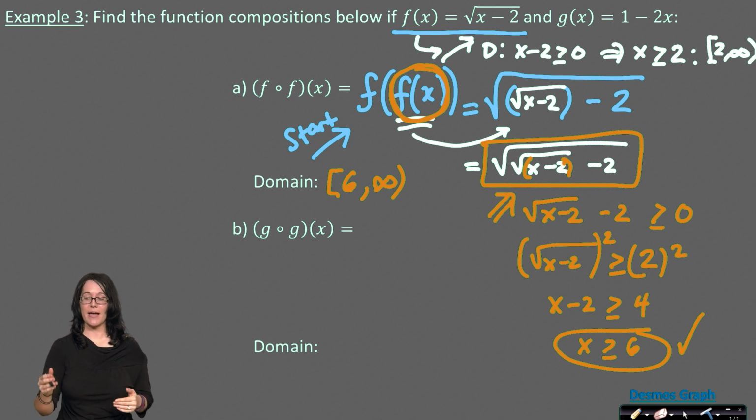So similarly, if I have two restrictions on my inputs, that x has to be bigger than 2 or equal to 2, but also x has to be bigger than 6 or equal to 6, I have to take the more restricted answer in order to satisfy both constraints. So 6 to infinity is our answer.